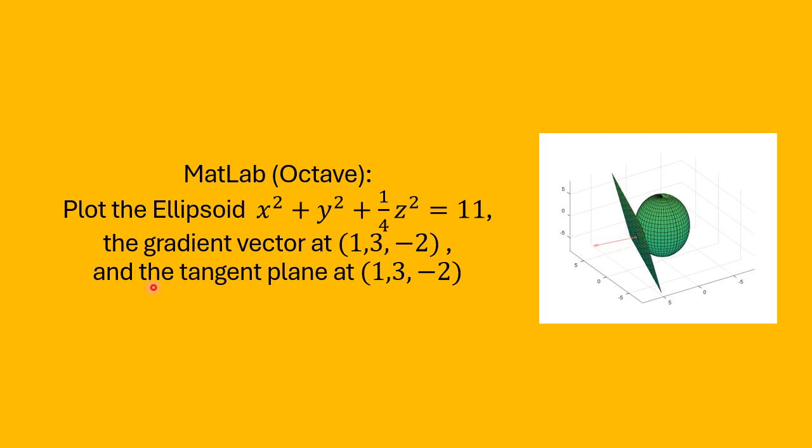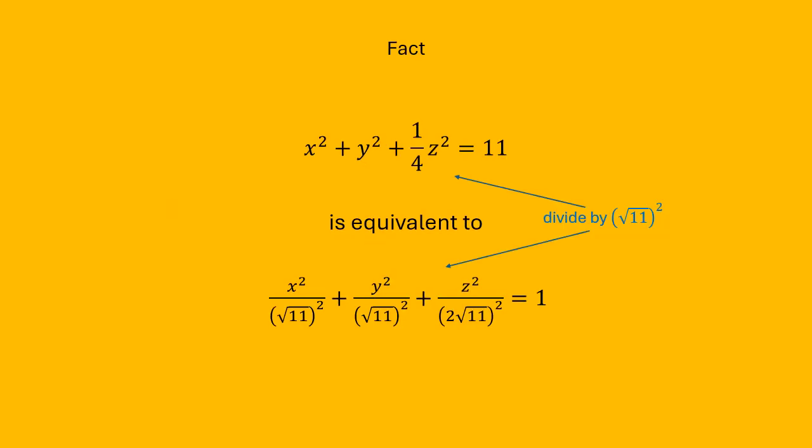And also, let's plot the tangent plane to this surface at 1, 3, minus 2. And this is the tangent plane from some angle given to us right here. So what we want to do is to see how we can use MATLAB or Octave graphics to produce a figure similar to this one.